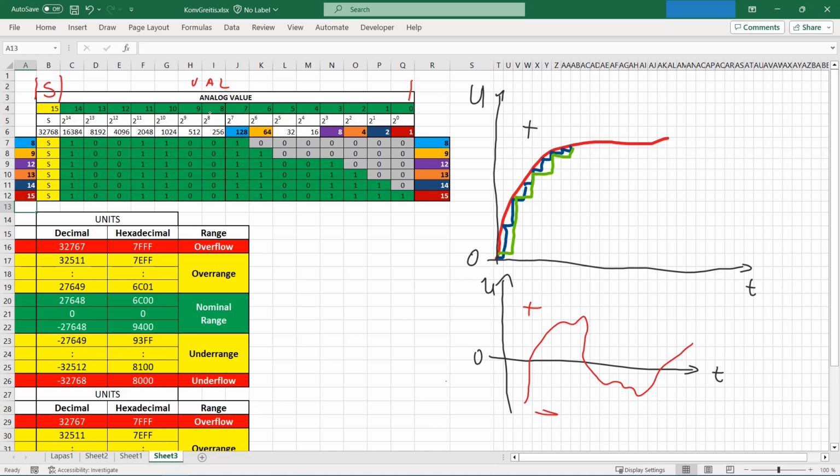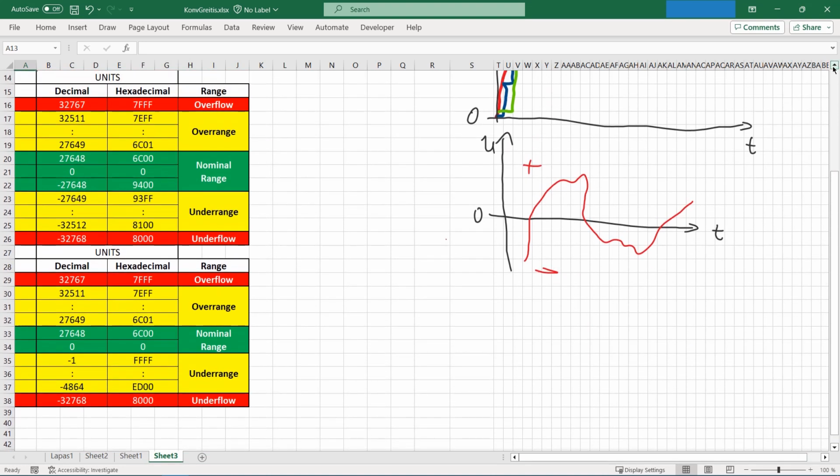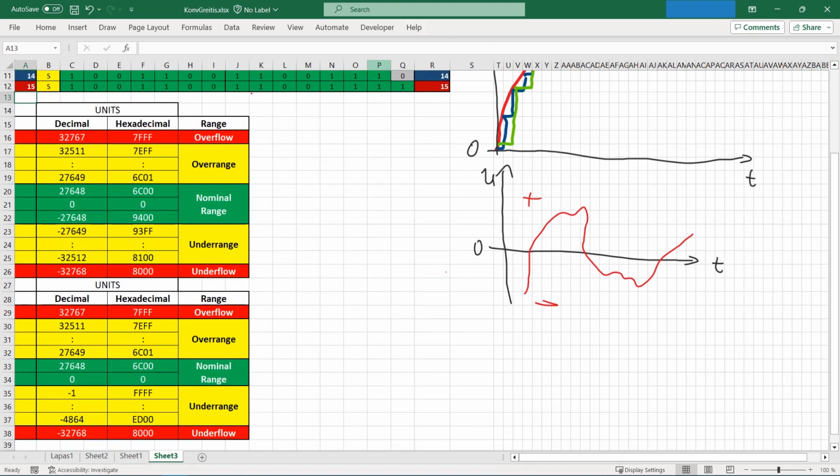Let's talk about understanding of measuring ranges. Simatic S7 distinguishes between rated range, overrange, overflow, underrange, and underflow. Looking at these two tables, you can see the differences in the ranges for bipolar and unipolar signals. Ranges overflow and underflow are reserved for error detection. Overrange and underrange are for tolerance.